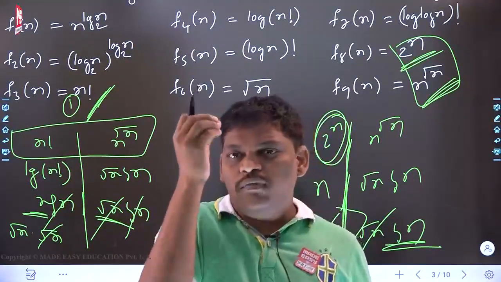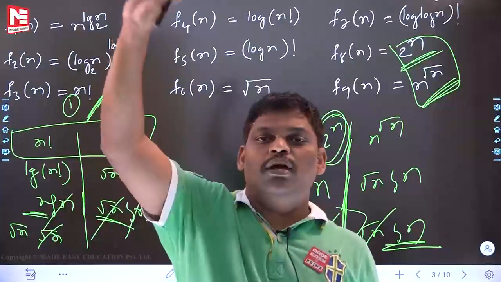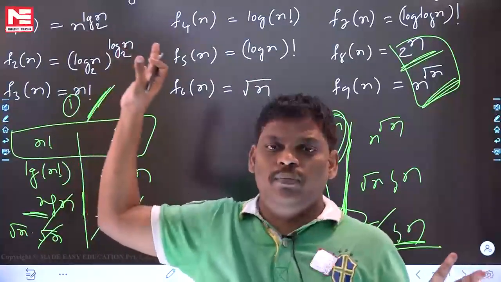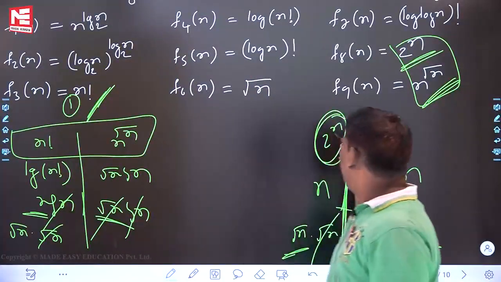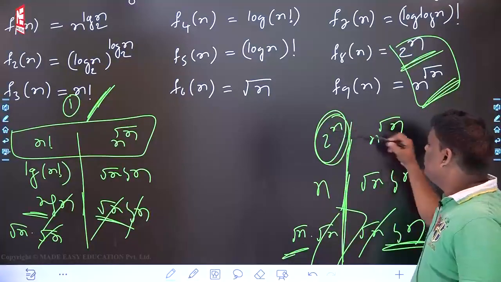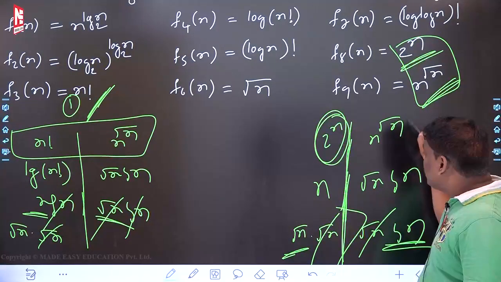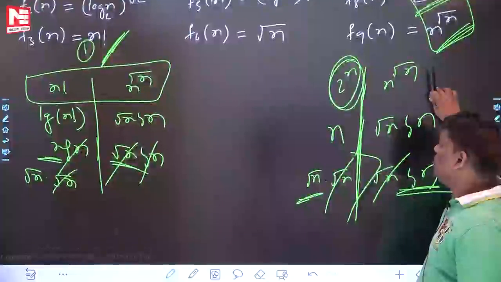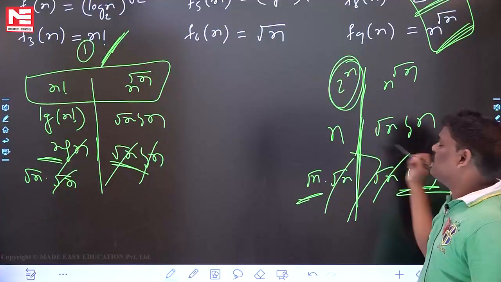Growth will always happen continuously. Continuously you should grow, right? Even though it is a very small number, n times multiplied, it is a big number. Root n times only multiplied. If you see the overall, I think 2 power n is bigger.